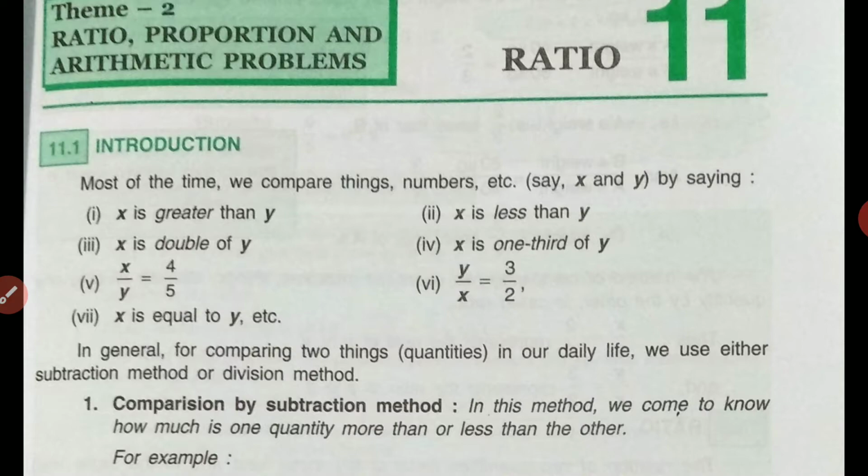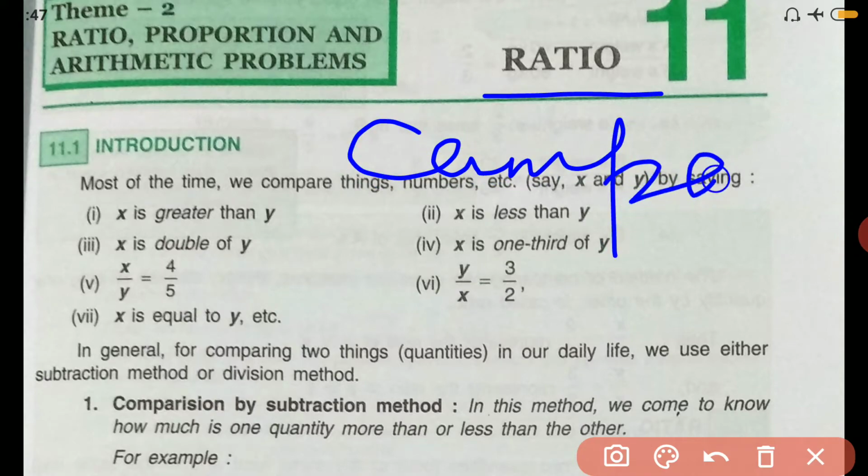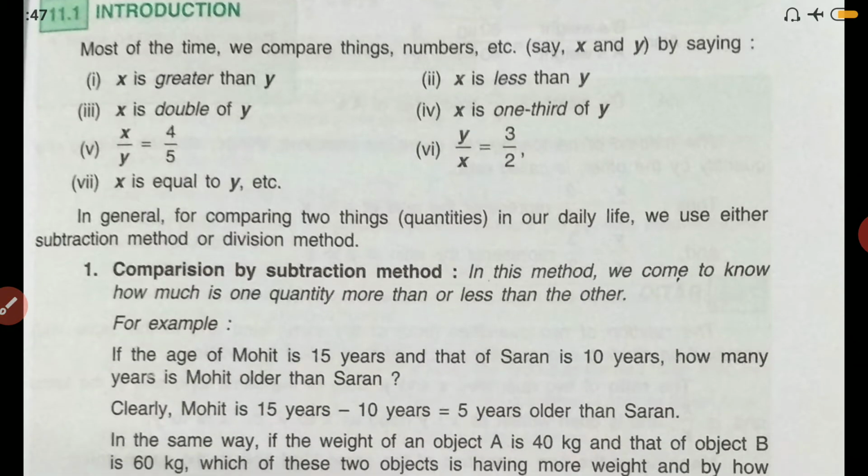Ratio generally means comparison. When you compare something, you use ratio. Generally, we all have a habit of comparing things, like she has more pens than me, she has more pencils than me, she has more sweets than me, right?